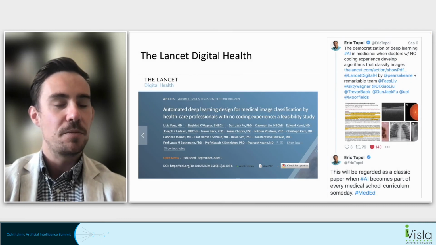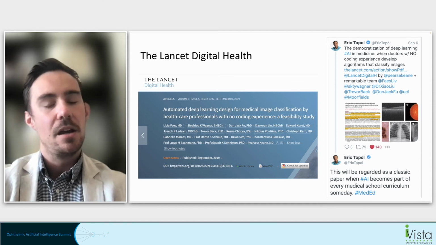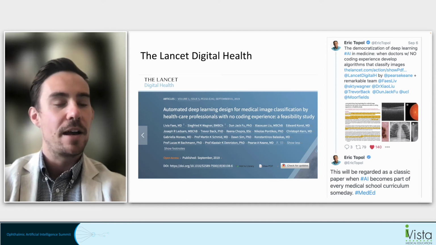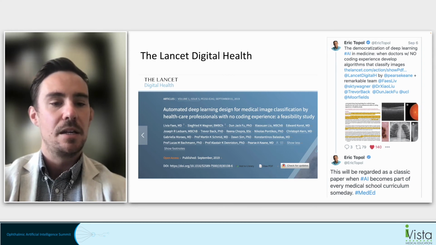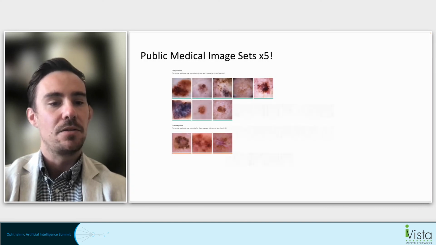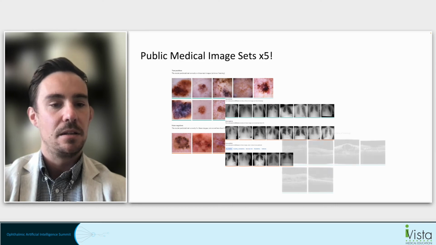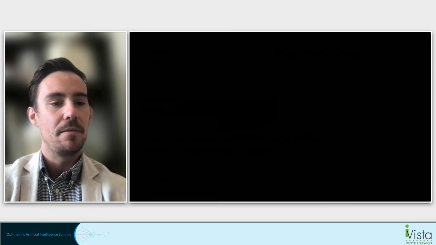And so our group first published a proof of concept work in Lancet Digital Health, where we trained, in an automated fashion without coding, a few models of different modalities. And those included chest x-rays, dermatological, and OCT. And all of these models performed really well with AUCs of over 0.9.